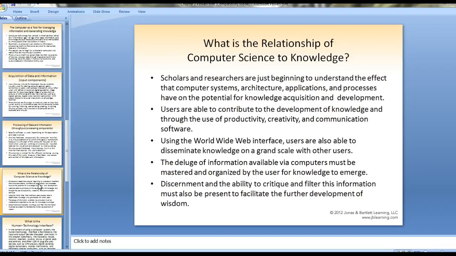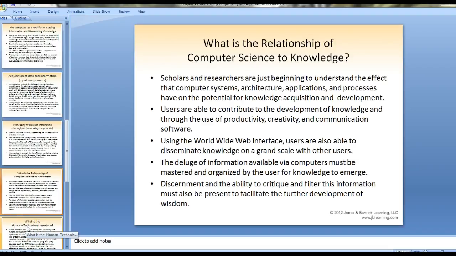Discernment and the ability to critique and filter this information has to be present to facilitate further development. So like I said, when people come in and they're like, oh my gosh, I read on the internet that water causes cancer. Okay, well obviously they're not using a program that's helping them properly disseminate, critique, and filter information to develop their knowledge base.